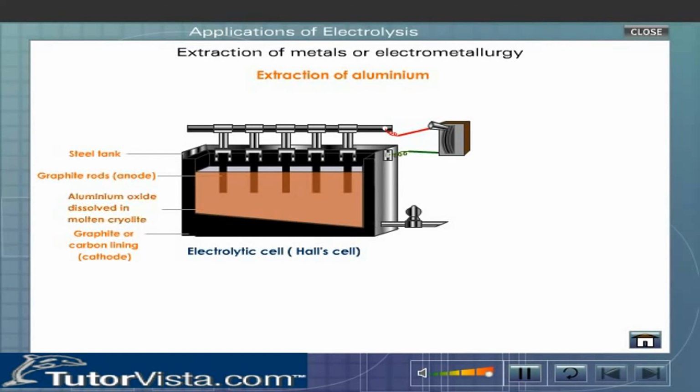Electricity is passed through and electrolysis begins. At the cathode, the aluminium ions receive electrons to become atoms. At the anode, the oxide ions lose electrons to become oxygen molecules. Pure metallic aluminium is tapped from the outlet.